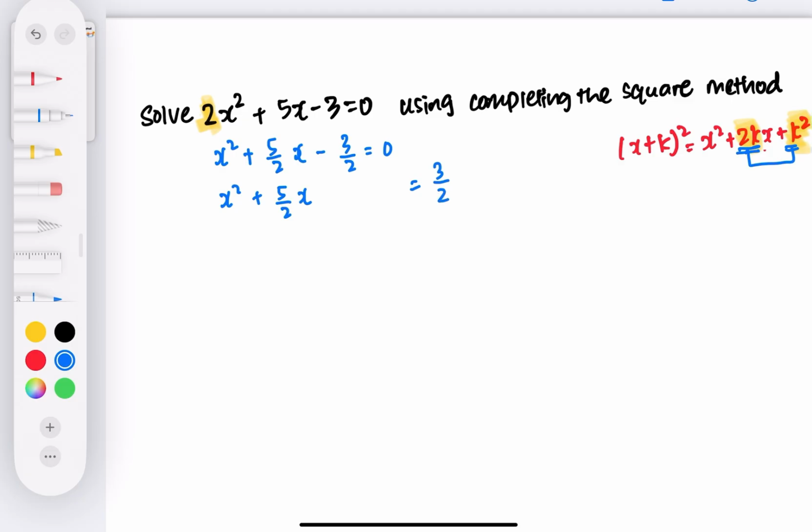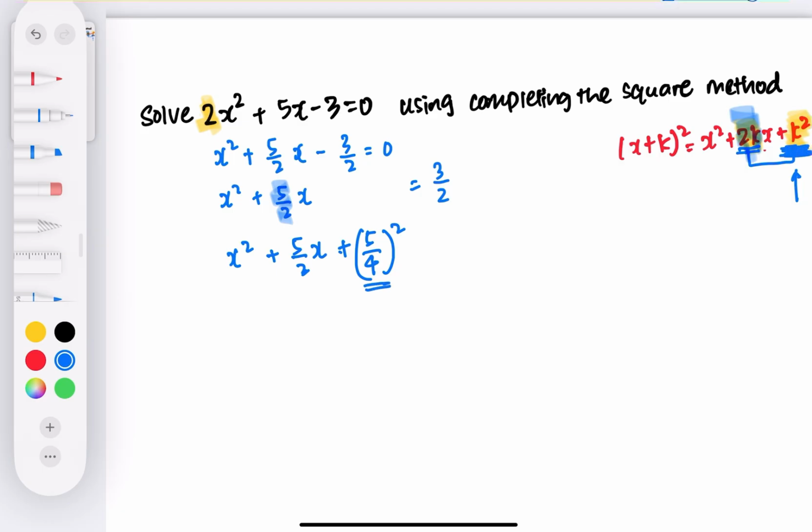Next, we are going to do a comparison. You notice here, this is 5 over 2, and this is equivalent to what we have here, the 2k. Therefore, to get the other term, it will be half of 5 over 2. So let's try this. Copy first. So we are going to find the k squared. The k will be half of 5 over 2, which is 5 over 4. And since we need the square here, we are filling up this term here.